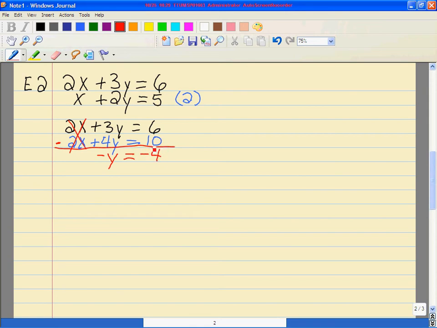And then 6 minus 10 will give me negative 4. So I got negative y is equal to negative 4. We'll divide by negative 1 to solve for y, and y equals positive 4.